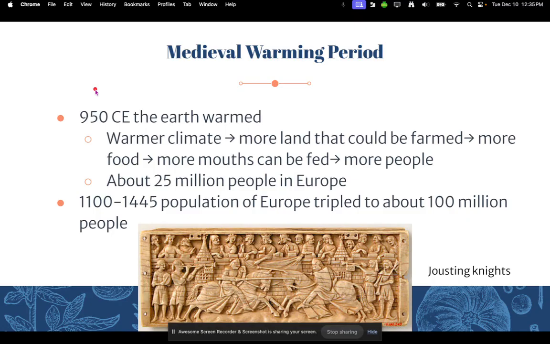So another kind of important thing is the population boom during this time. So in 950 CE, the earth began to warm. A warmer climate meant that more land could be farmed, which meant more food. More food meant that there would be more mouths that could be fed, which meant that they could sustain a higher population. So that led to more people.